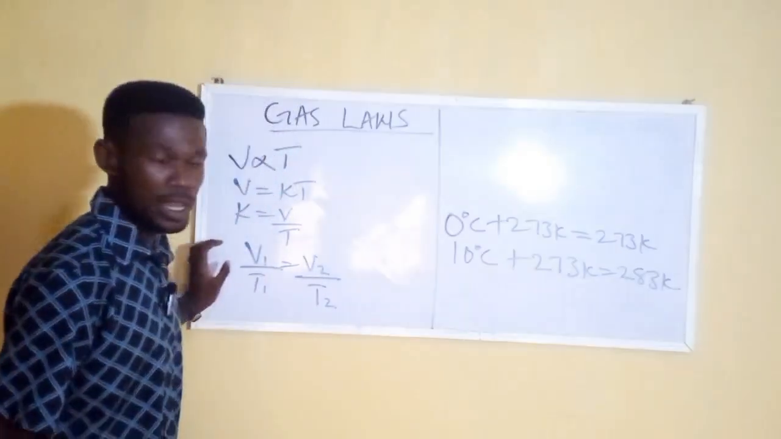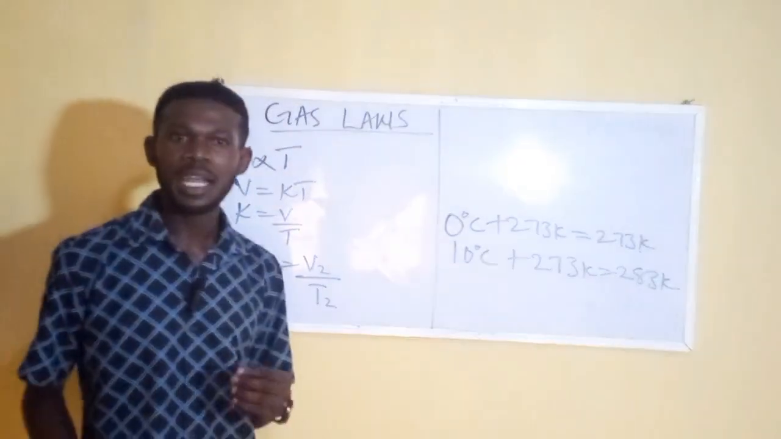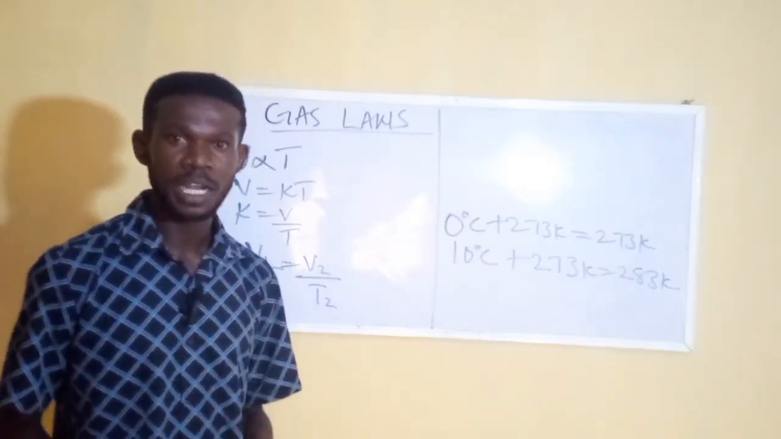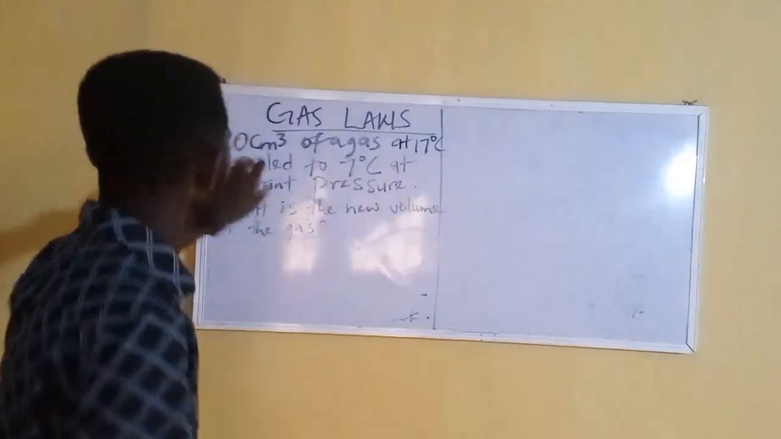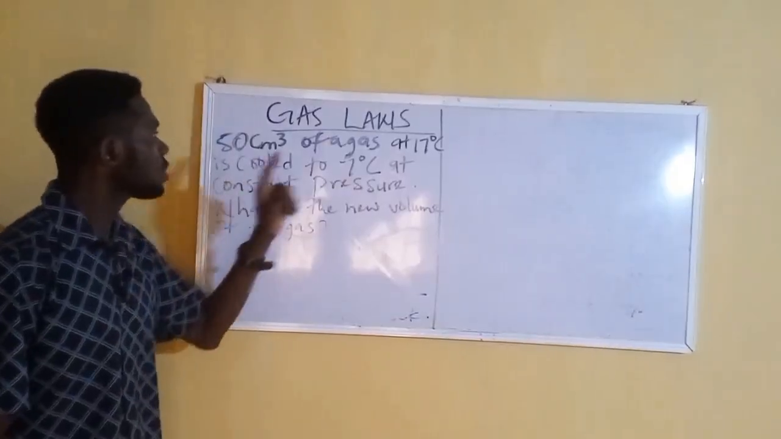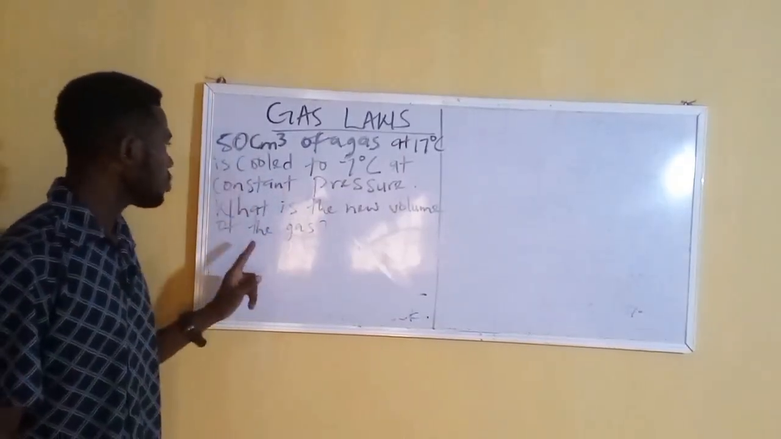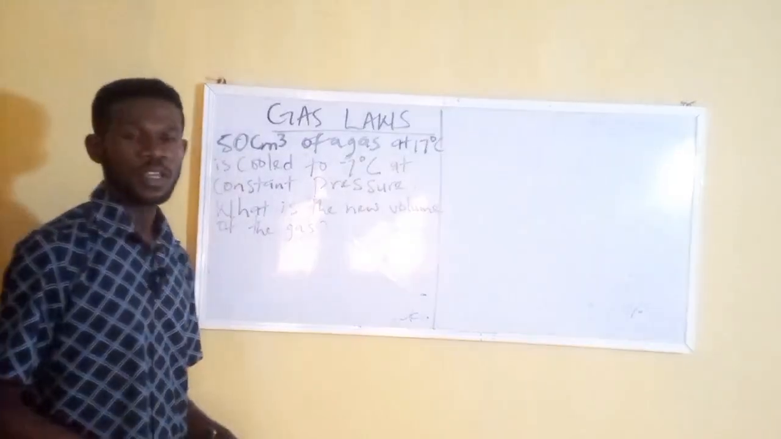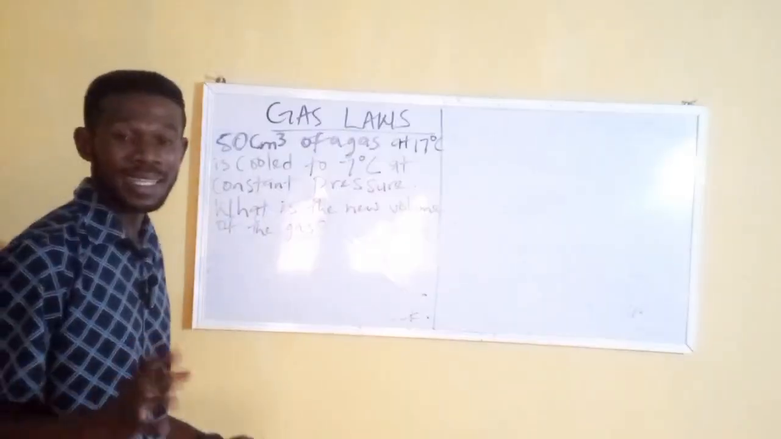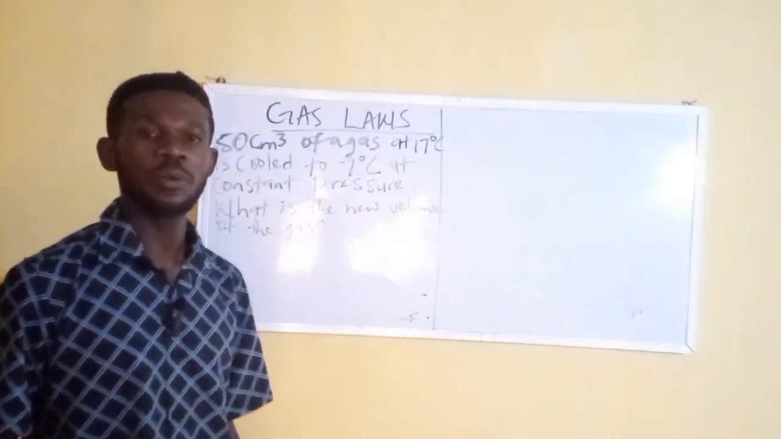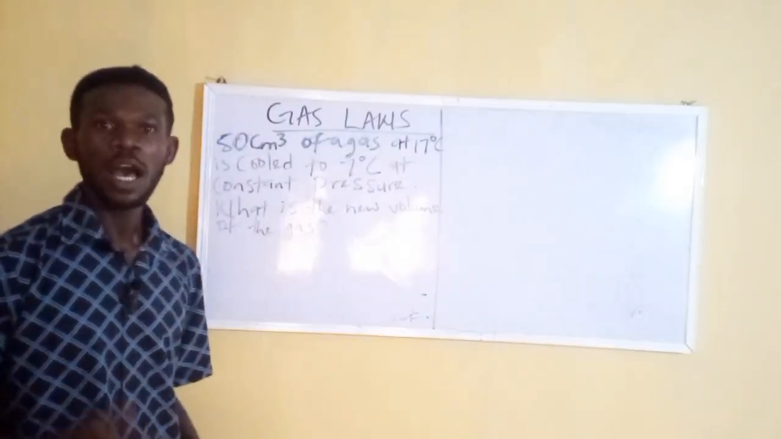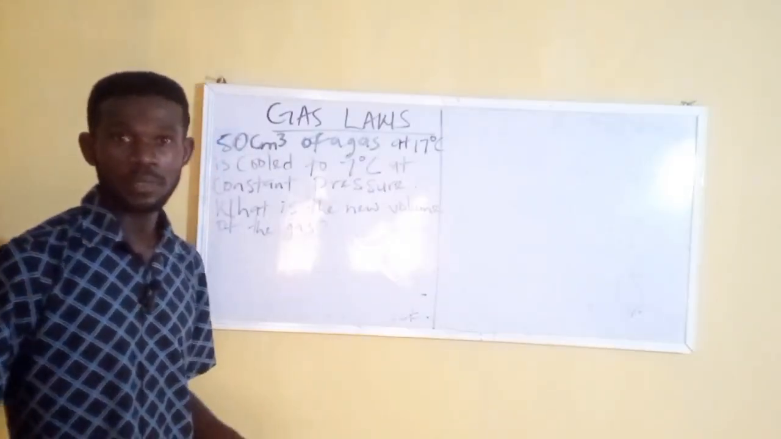Now we have this analyzed. Let us carry out an example so it makes more sense to you how the calculation is carried out. Let's take a look at this question. 50 centimeter cube of gas at 17 degrees Celsius is cooled to 7 degrees Celsius at constant pressure. What is the new volume of the gas? One thing you should bear in mind is to write out your parameters first. When you write out your parameters, it gives you a clearer perspective of what you're looking for, the formula to apply, and the missing parameter.